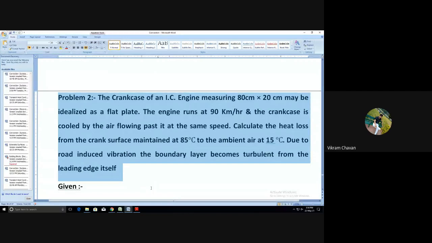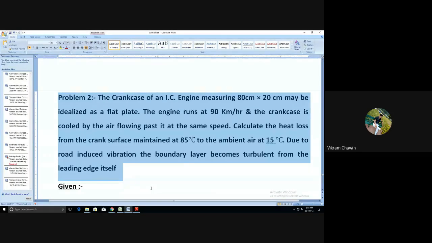Okay, so one engine is there whose measurements are provided, and we have to consider that engine as a flat plate. So flat plate measurements after conversion of that particular IC engine into an idealized form of a flat plate are provided as 80 centimeter multiplied by 20 centimeter. So 80 centimeter is the length, 20 centimeter is the width. Then the engine is running at 90 kilometer per hour, and the air is passing over that particular engine.